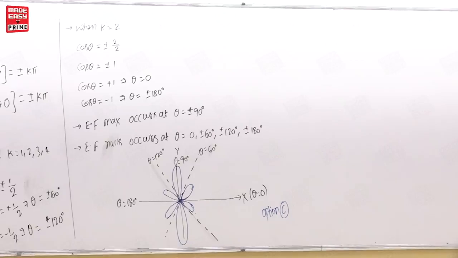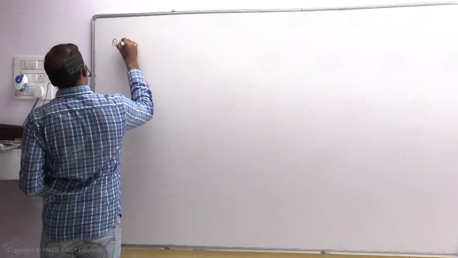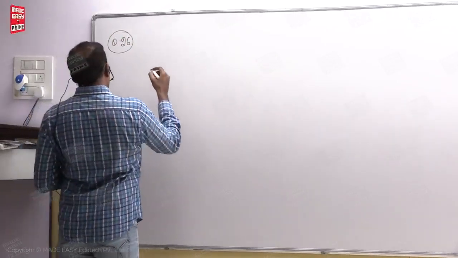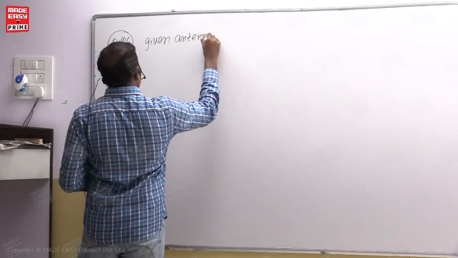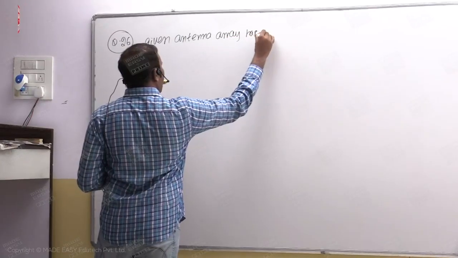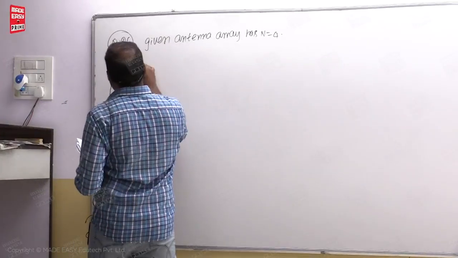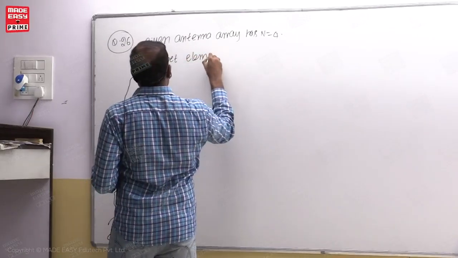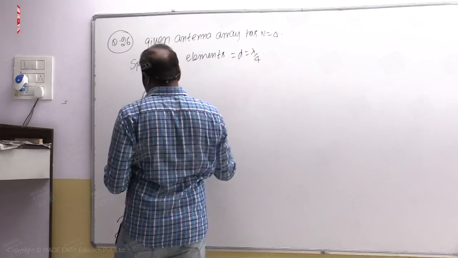Question number 26 you have to solve. So dear students, this is actually question number 26. Given an antenna array has a number of elements, 4 students. Spacing between the elements d is equal to lambda by 4 is given.